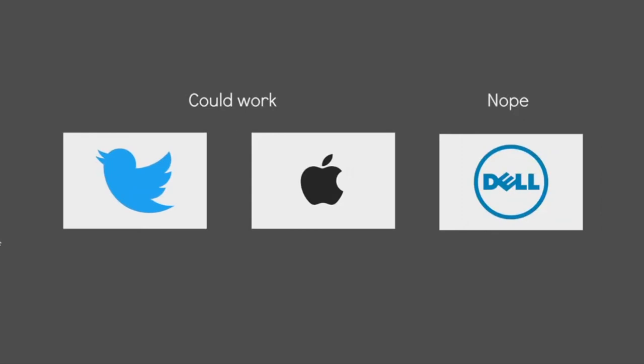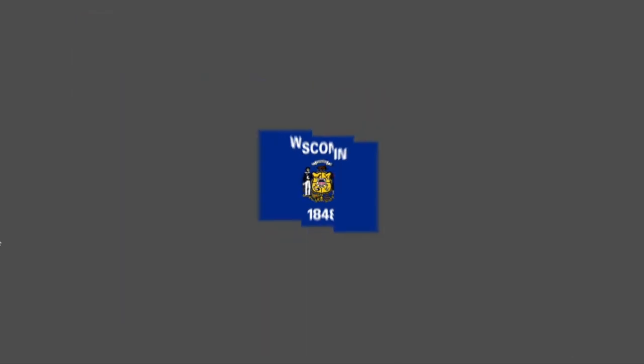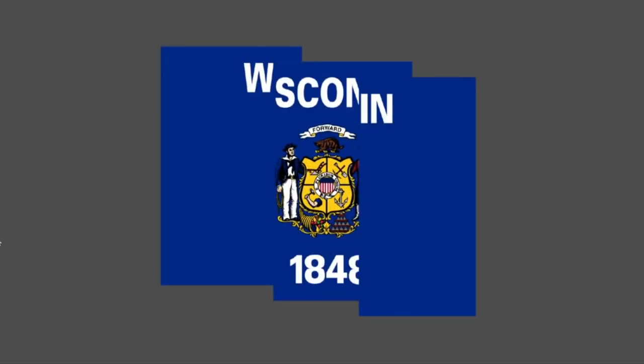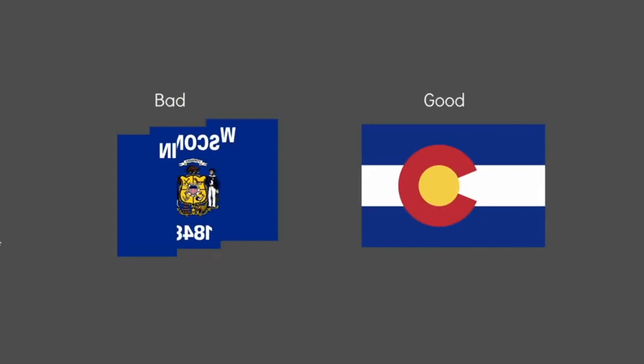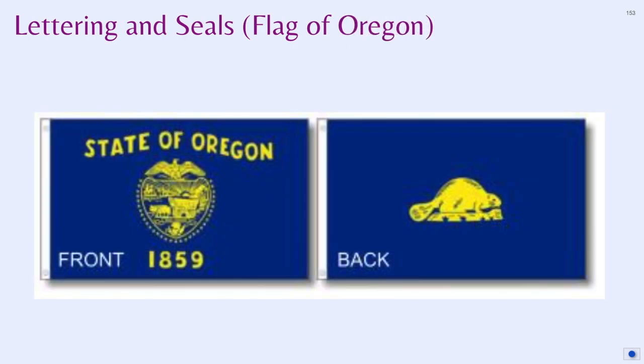Because flags should never feature plain text. Wisconsin. Text is unreadable when the flag is fluttering in the wind, at a distance, and will be reversed on the reverse. Want to use text? Do a Colorado and make it a graphical component rather than just plain text. Interestingly, Panama uses a different seal on the reverse of their flag, as does Oregon, which has a beaver on the back.